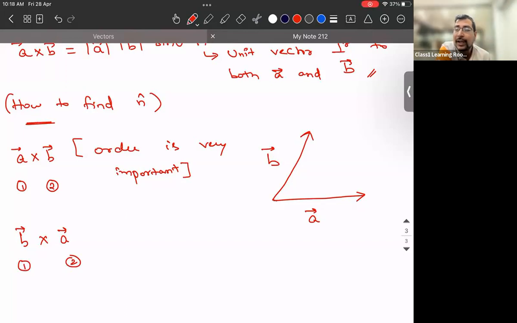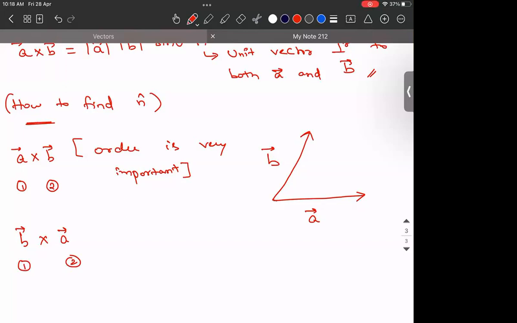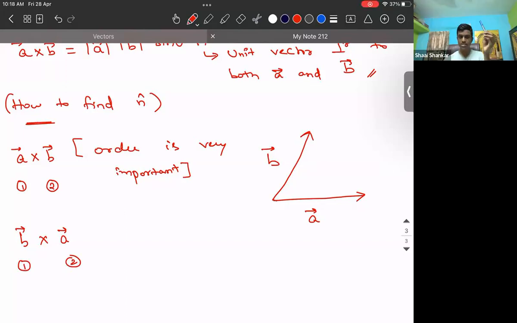That is why when you do A cross B, if you get a positive value, when you do B cross A, you get a negative value, because it is in the clockwise direction.